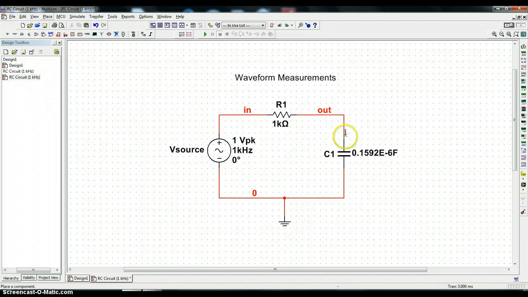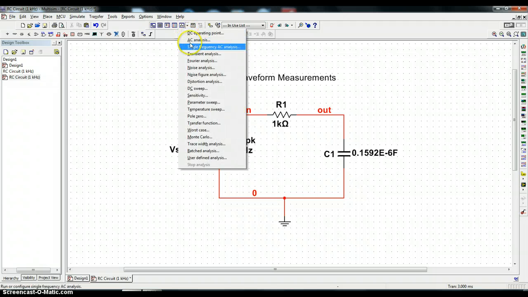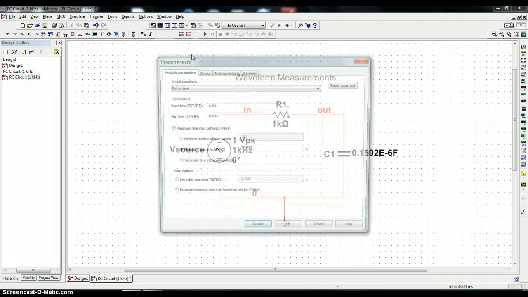It's not a very sharp type of cutoff, but at least it gives us a sense of what we can make a measurement with. And the frequency here is at 1 kilohertz with a peak value of 1 volt and 0 degrees phase angle. So let's do a transient analysis on this. I'm going to click up here on the grapher and go down to transient analysis.